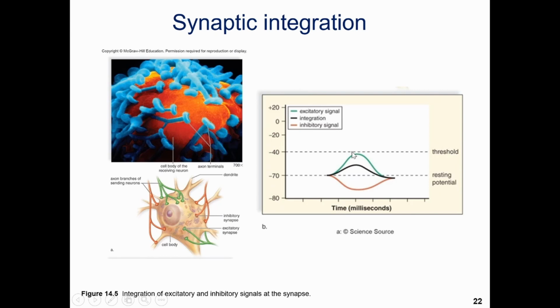So that's all we're doing. We're looking at what is the summation, what's the sum of all the signals we're being sent, and who has majority, right? Who can we reach the threshold or not? If we don't reach the threshold, then inhibitory wins.